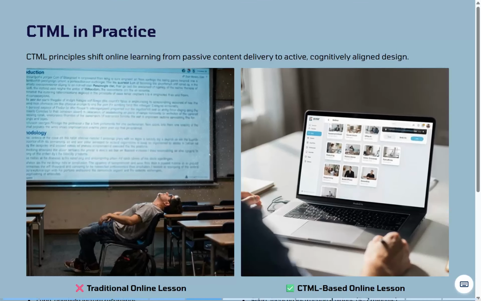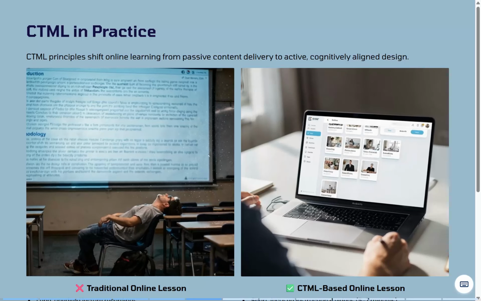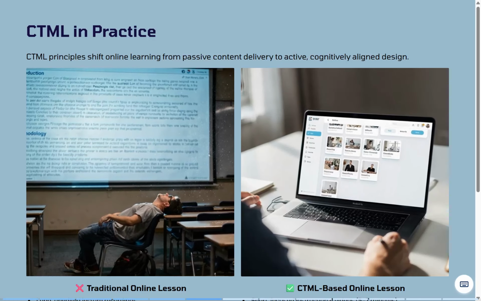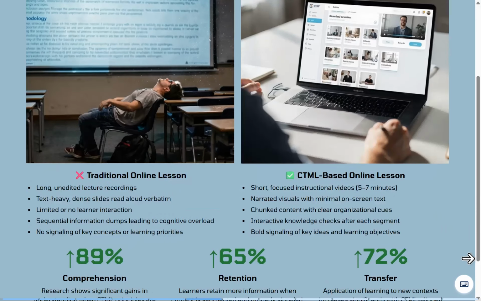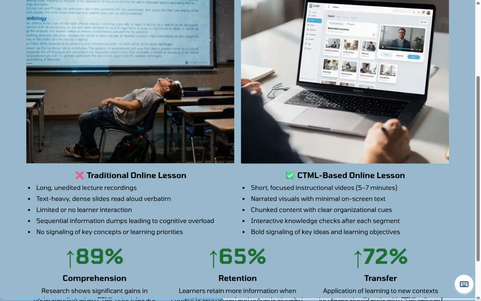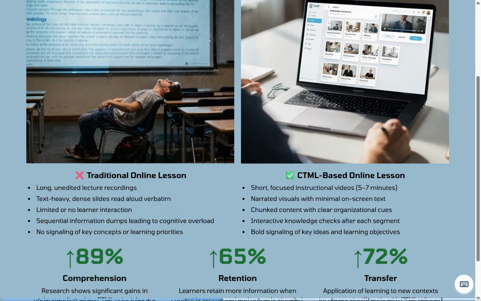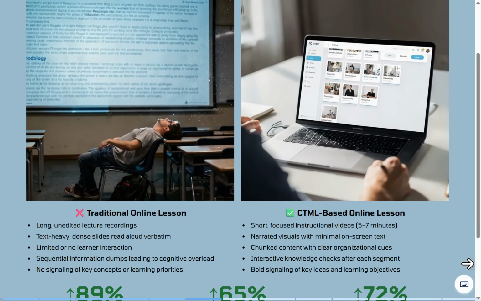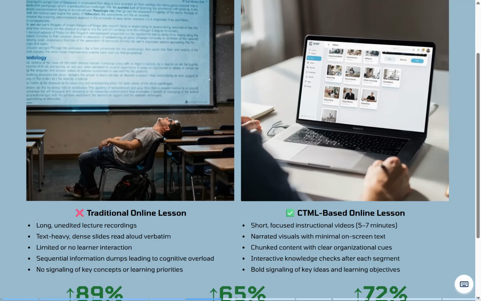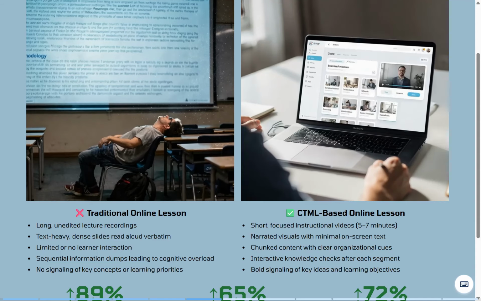When I first started teaching online, my course looked much more like the example on the left. Longer lecture videos, text-heavy presentations, and fewer opportunities for students to interact with the material. As I learned more about instructional design, and especially after studying Meyer's work, I realized that students benefit much more when learning is broken into smaller, manageable pieces.